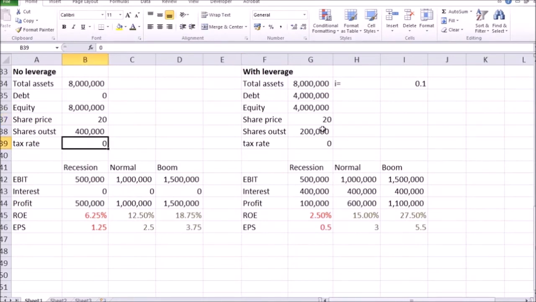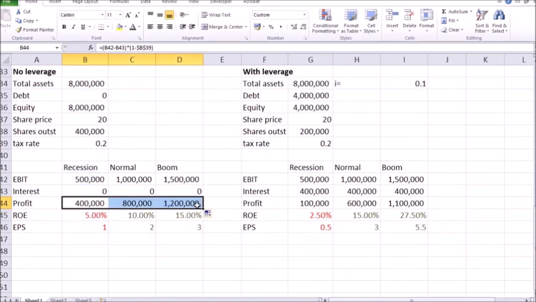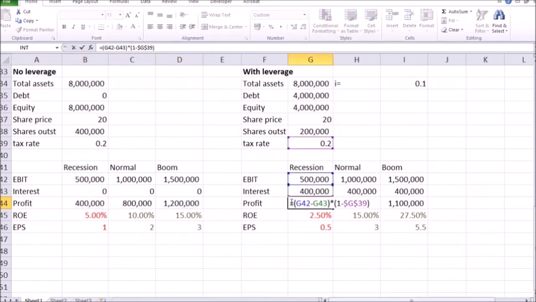Now let's throw in the tax rate over here of, let's say, 20%, in which case we simply adjust the formulas for net income, for profits, by adding the tax payment over here. Multiply the earnings before tax by 1 minus the tax rate. Let's copy the formula and do the same for the company with leverage. Change the calculation for net income, for profits, by multiplying that times 1 minus the tax rate.